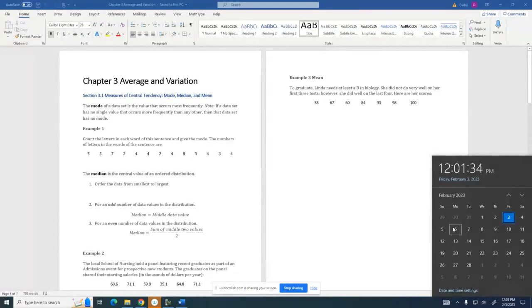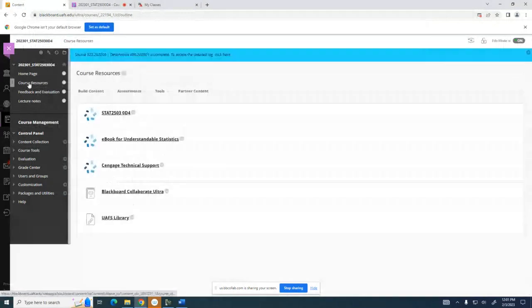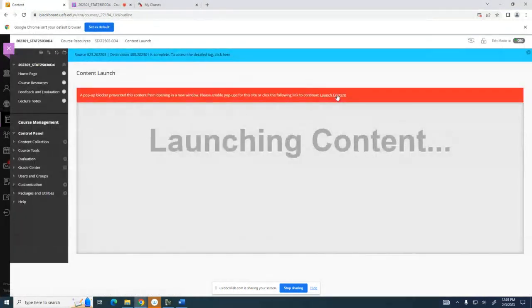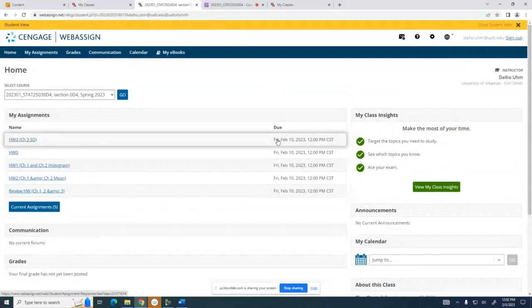Now, when you go to the Cengage, the course resources, already I posted today's homework and the review homeworks, and reopened homework number 0, 1 and 2. Let me change the view, section 4. See? Here is the reopened number 0, and it was nothing. Number 1, 2, 3 are today's. And also I posted the review homeworks, right? And please check the due date.